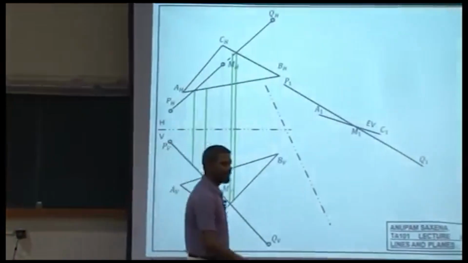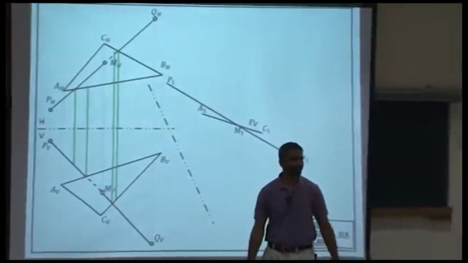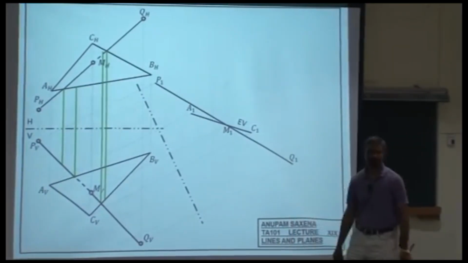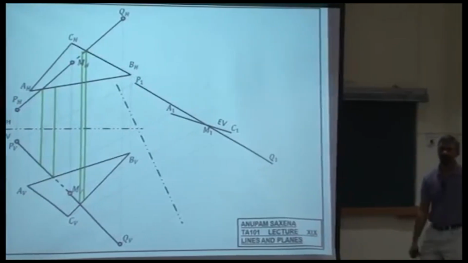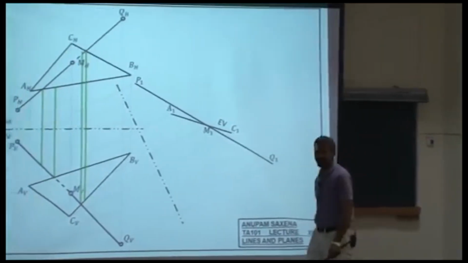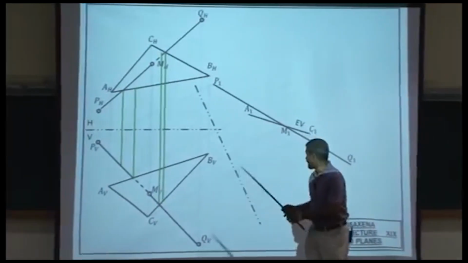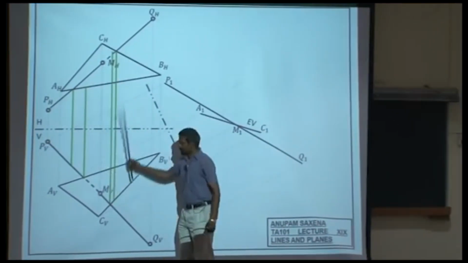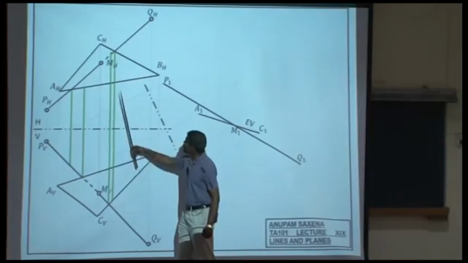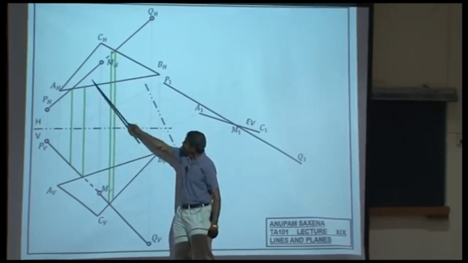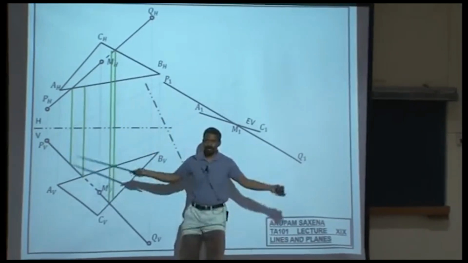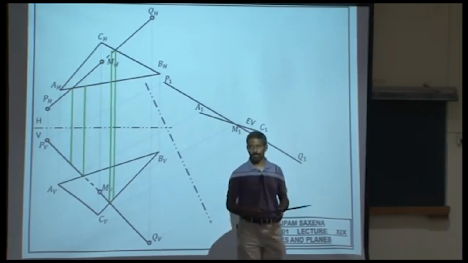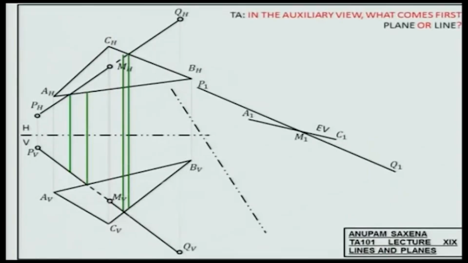Can you do the same thing for the top view? You'll have to draw the edge view over there. And if you believe that this reversal happens, once you figure this thing out, go over there, this part is going to be solid, this part is going to be hidden, and you're done. If you believe that. Okay.